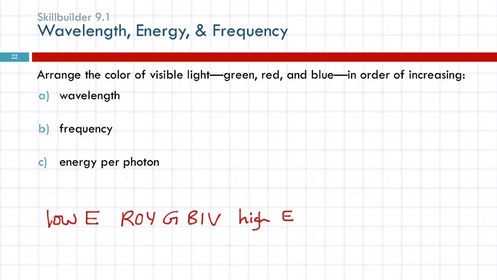So when it asks for increasing energy, that means I want to put the low energy one first, and then the one that's in between, and then the highest energy one last. So which is the lowest of green, red, and blue? Red. So I'm going to say red is lower in energy than green, which is lower in energy than blue. That's an ugly G, but I don't care today. It looks a lot like my other ugly G.